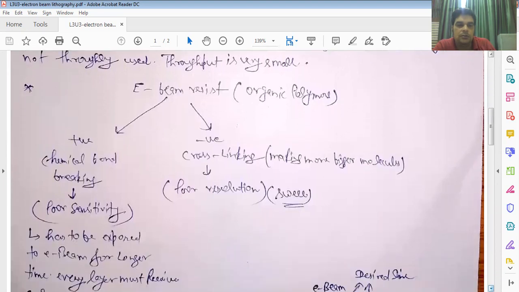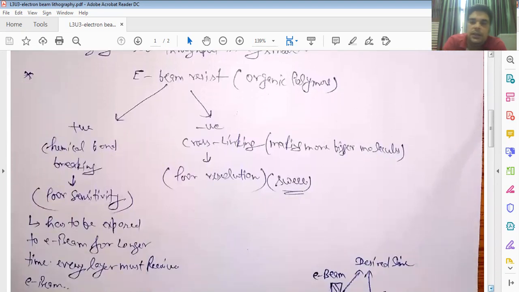Now the resists which are used in electron beam lithography are basically organic polymers. There are two types of electron beam resists, that is positive electron beam resist and negative electron beam resist. In case of positive electron beam resist, when the electron beam is projected onto the positive electron beam resist, chemical bonds are broken.